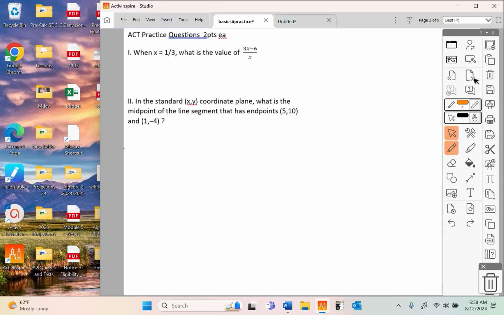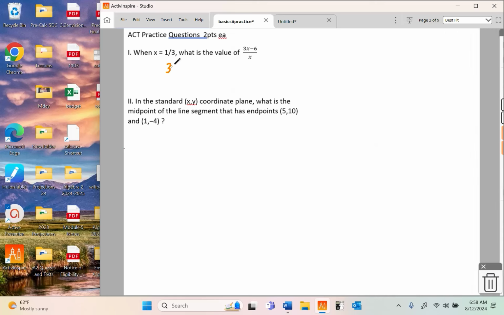Here's some ACT stuff, because you guys do take the ACT this year. We have a simple one. When x is a third, what is the value of 3x minus 6 over x? This is literally substitution. So we're just going to let that x value be a third. 3's cancel. This becomes 1 minus 6 over a third. This becomes negative 5 over a third.